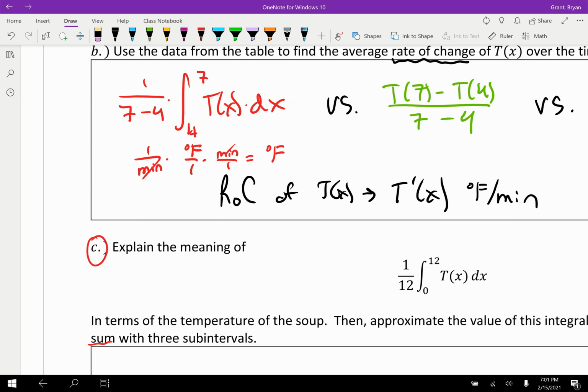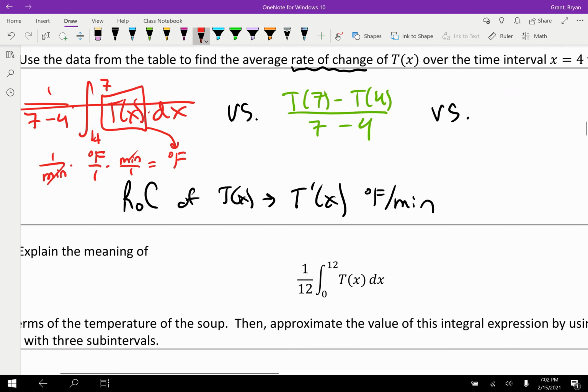What is happening here? Essentially you're doing the antiderivative of little t, which is big T, but then you're dividing by minutes. And so you're going to undo the antiderivative and bring us back down to where we started. This formula is the average value of T of x. It is the average temperature over the time interval 4 to 7, not the average rate of change. This is out.